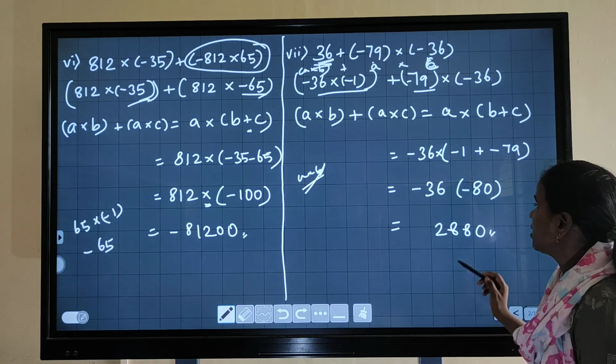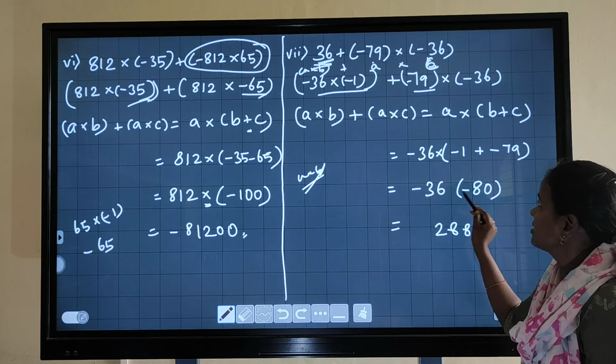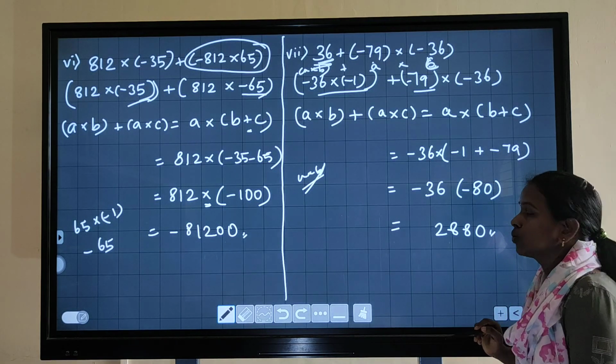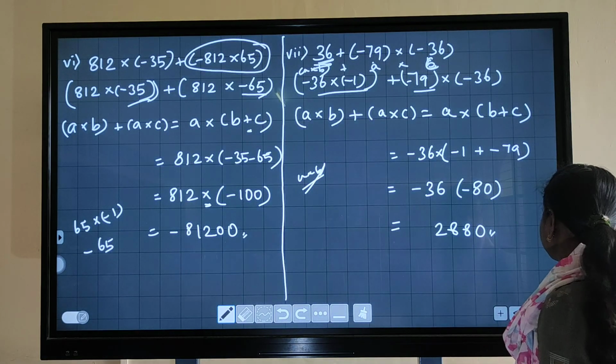If you multiply this, you will get here also minus, here also minus. Minus multiplied by minus becomes plus. So our answer is 2880.